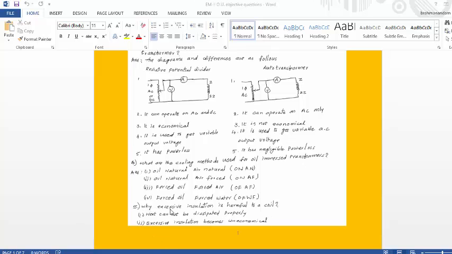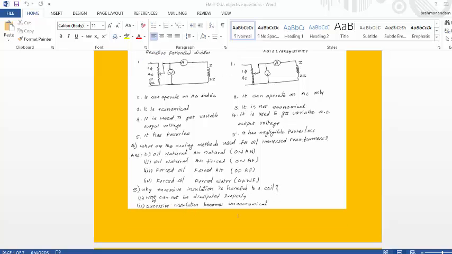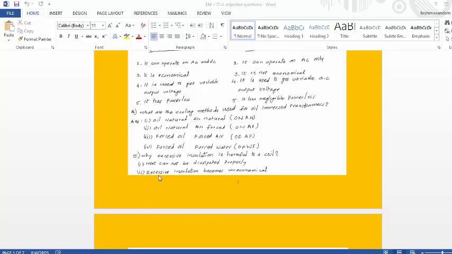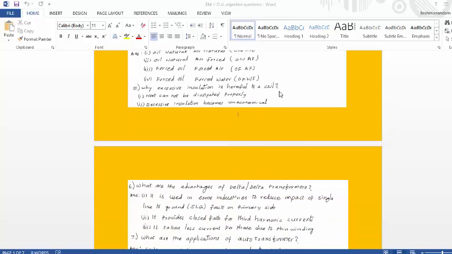Next, fifth question. Why is excessive insulation harmful to a coil? The answers are, first point, heat cannot be dissipated properly. Second point, excessive insulation leads to uneconomical or costly construction.